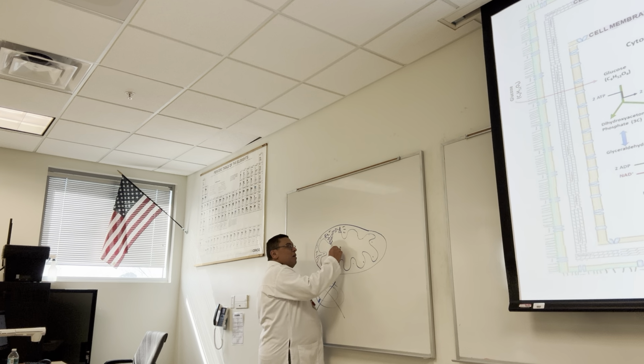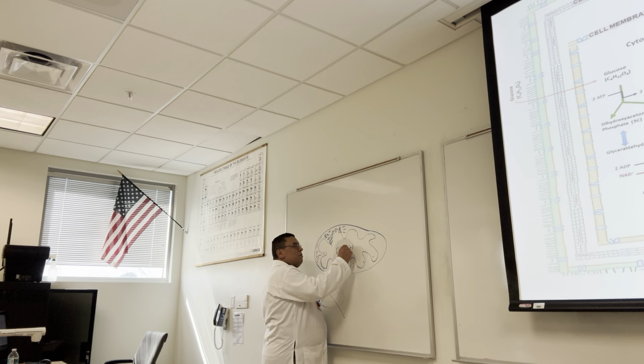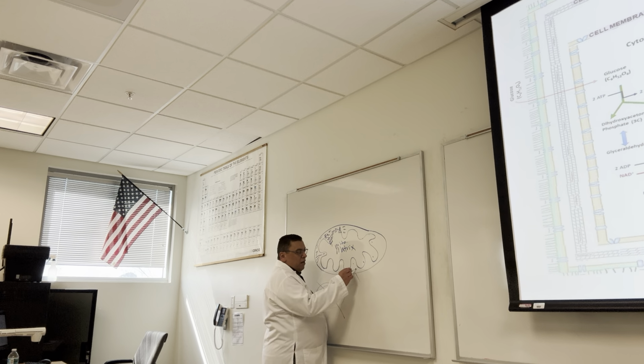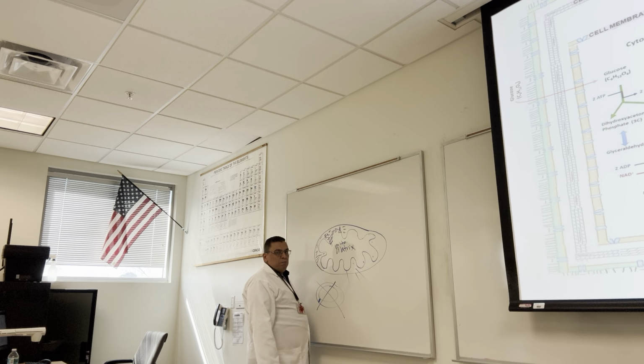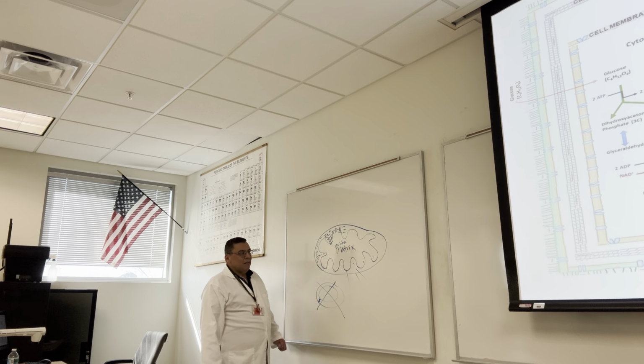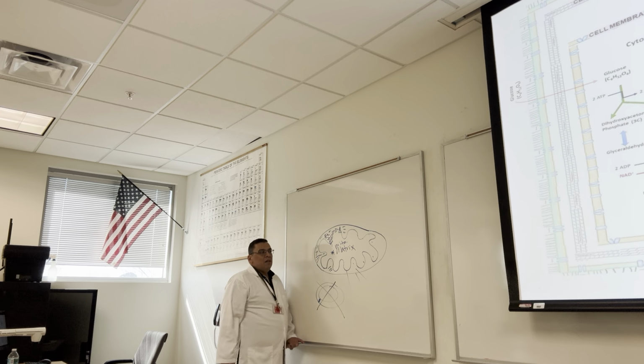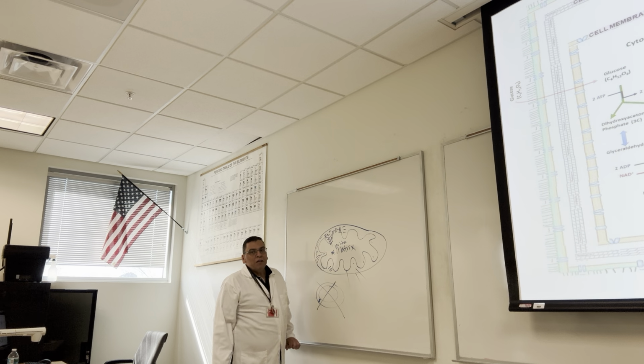It takes place here. This is the matrix, the mitochondrial matrix. This is the outer membrane of the mitochondria. This is the inner membrane of the mitochondria. And this is the inner mitochondrial space. This is where the hydrogens go, the space. But where the Krebs cycle is taking place is here, in the mitochondrial matrix.